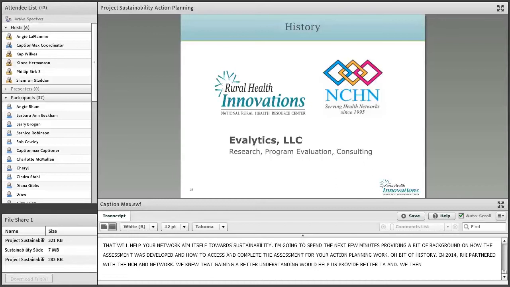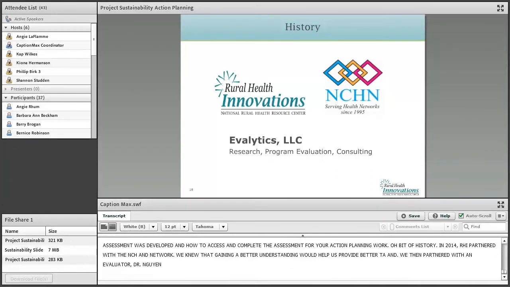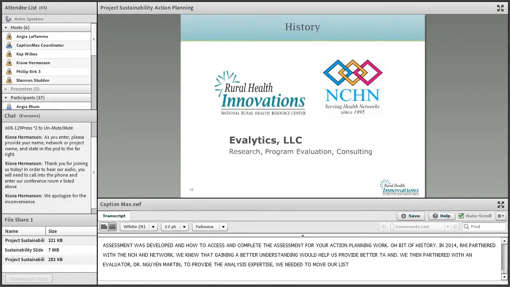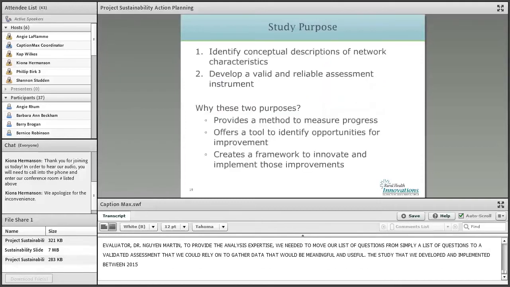We then partnered with an evaluator, Dr. Gwen Martin of Evalytics, to provide the analysis expertise we needed to move our list of questions from simply a list of questions to a validated assessment that we could rely on to gather data that would be meaningful and useful. The study that we developed and implemented between 2015 and 2017 included over 100 rural health networks.